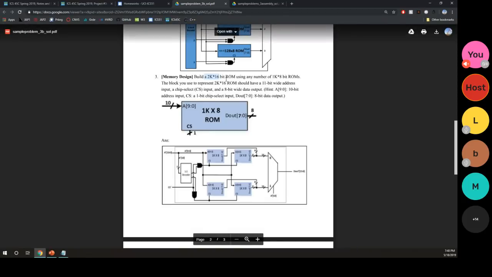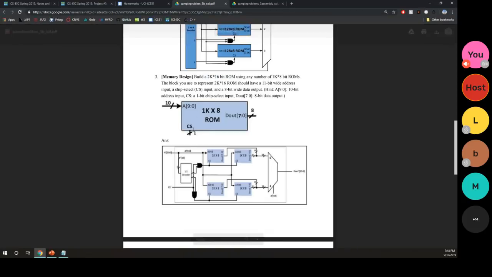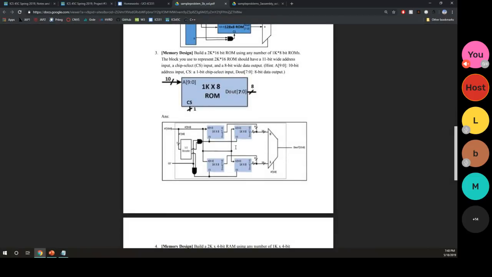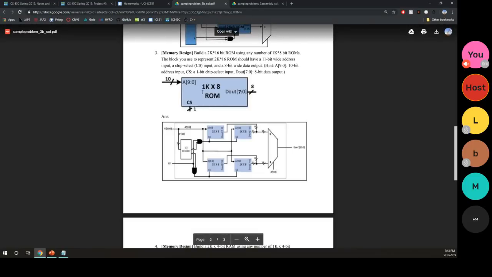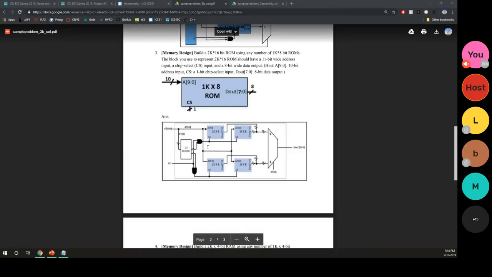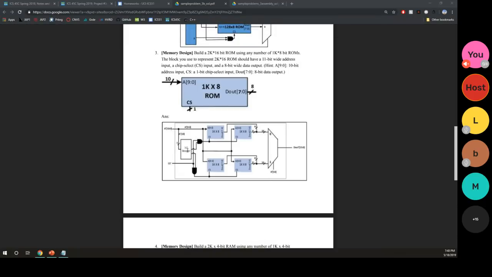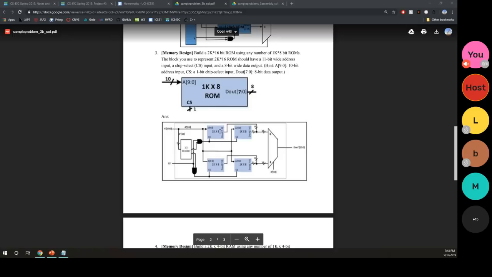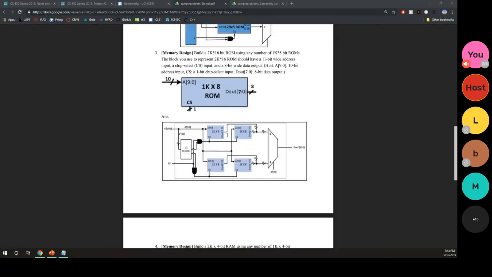Okay, this question says build a 2K by 16-bit ROM. ROM means we're only going to have a chip selector; we don't need read/write. Looking down at our answer, we only have these 1K by 8 chips. To get from 8 to 16 bits as it wants, you have to duplicate it, because it wants 16 bits instead of 8, and 2K instead of 1K. The 2K means you increase the address by 1 bit, and the 8 to 16 means you also need to double how many are in horizontal order.